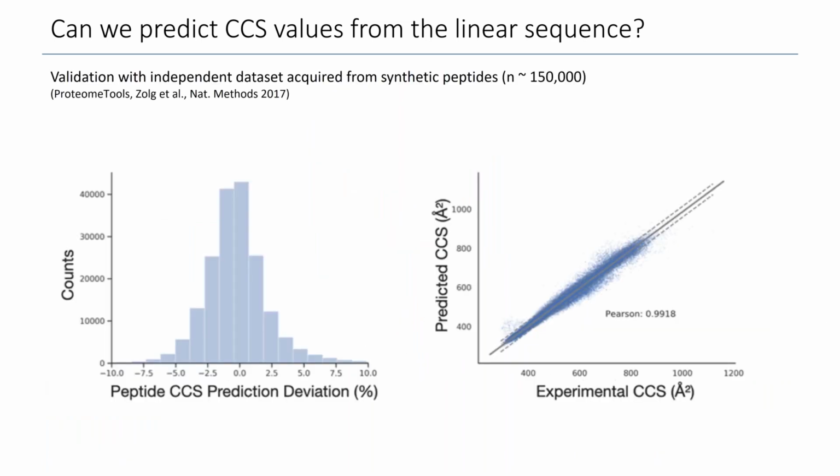What we learned from this endeavor is that, yes, we are able to predict CCS values just giving the linear sequence as an input. And currently our median accuracy is about 1.3%, and we achieve a very high Pearson correlation above 0.99 across charge states and through the entire range of collisional cross sections.